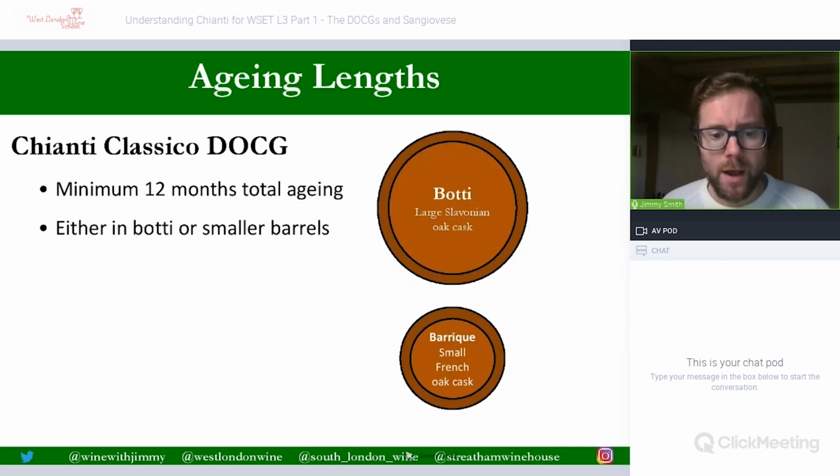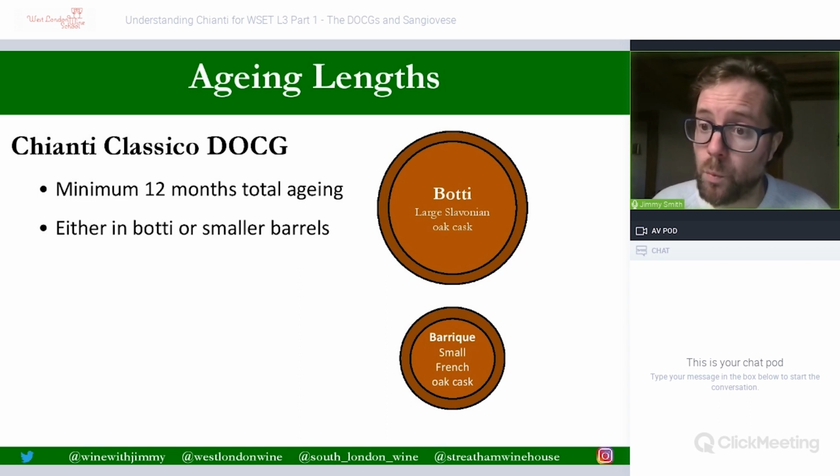Okay, so a little bit about aging lengths of Chianti Classico. Chianti Classico has a minimum stipulation of aging. So this is after production of the wine, but then maturation. 12 months minimum total aging.